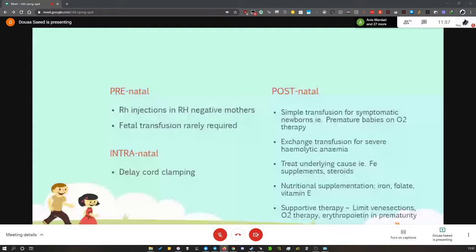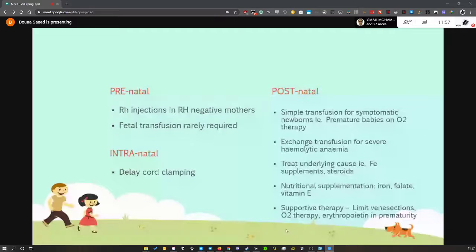In postnatal, you want to consider simple transfusions for symptomatic newborns, such as premature babies on oxygen. You can also do exchange transfusion for severe hemolytic anemia, and treat the underlying cause with iron supplements or steroids. You want to give nutritional supplements such as iron, folate, and vitamin E, and always give supportive therapy, which includes oxygen therapy. You limit venous sampling, and erythropoietin is given in prematurity because of anemia of prematurity.